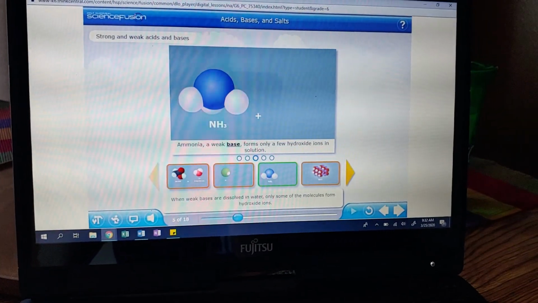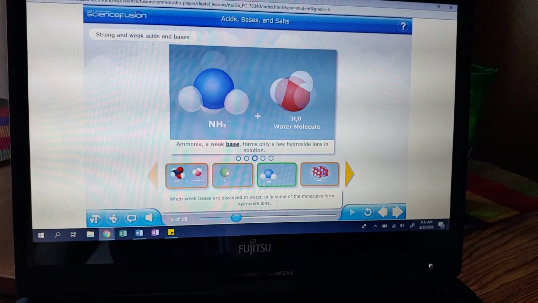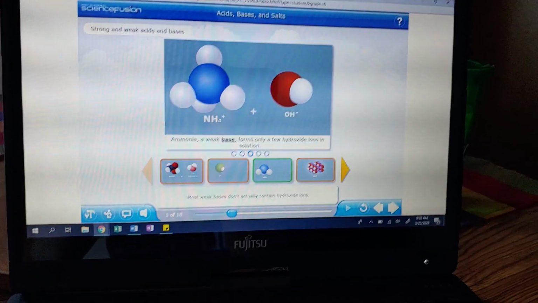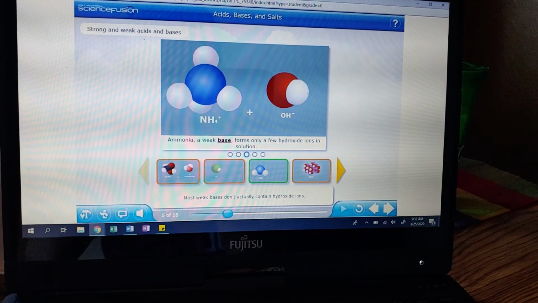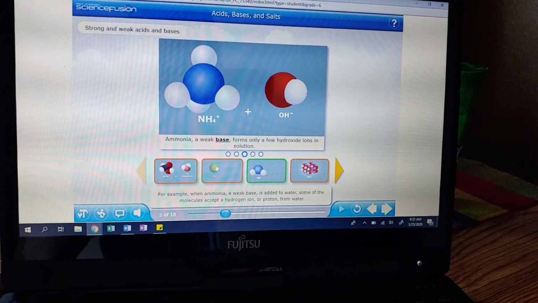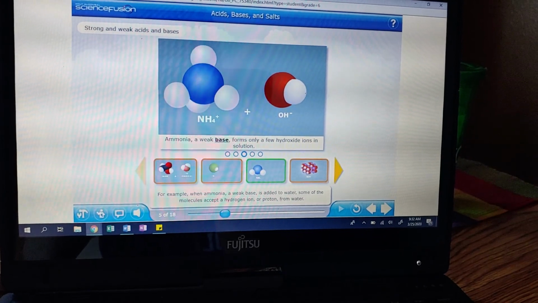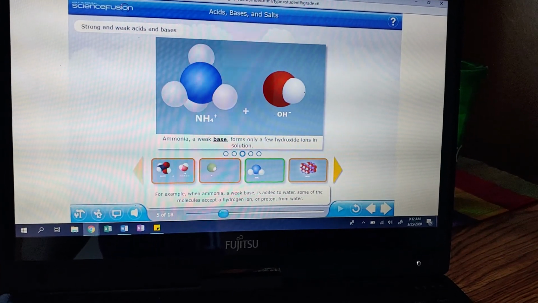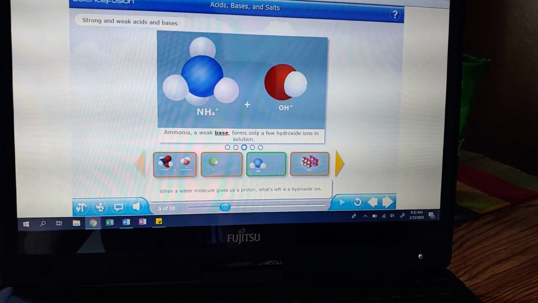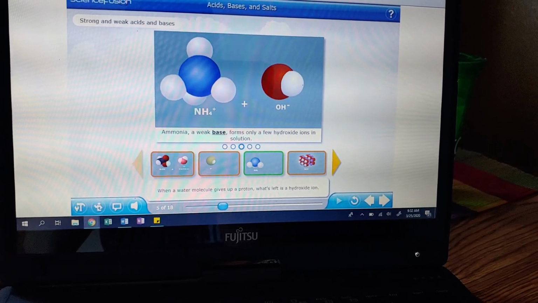When weak bases are dissolved in water, only some of the molecules form hydroxide ions. Most weak bases don't actually contain hydroxide ions. Instead, they're proton acceptors. For example, when ammonia, a weak base, is added to water, some of the molecules accept a hydrogen ion, or proton, from water. When a water molecule gives up a proton, what's left is a hydroxide ion.